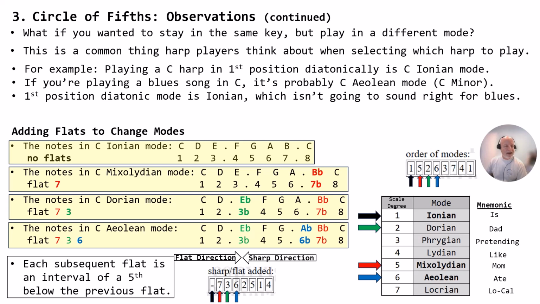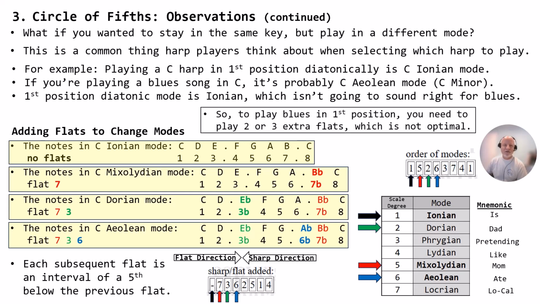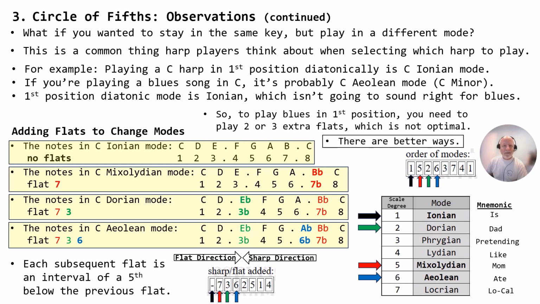So each subsequent flat, you can count this out, is an interval of a fifth below the previous flat. It's just something to notice. Everything's related by fifths, you know. So to play blues in first position, you'll need to play 2 or 3 extra flats, which is not optimal. There are better ways.